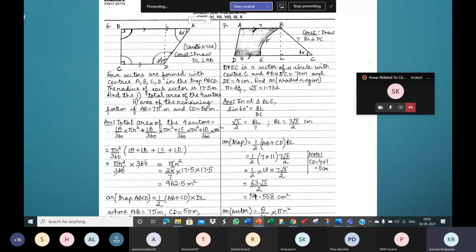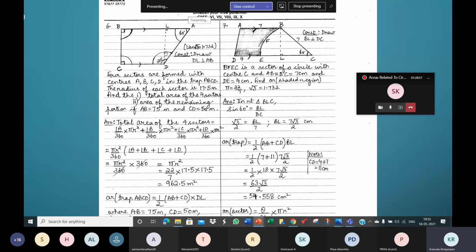In the case of a triangle, we got half pi r square because the sum of the 3 angles is 180 as against the total angle 360. So there we got half pi r square. This is pi r square. So 22 by 7 into the value of the radius given, and find the area of the 4 sectors.